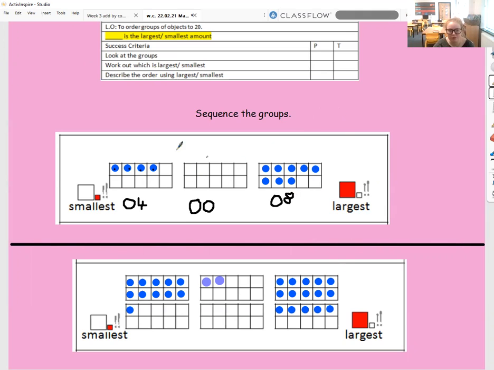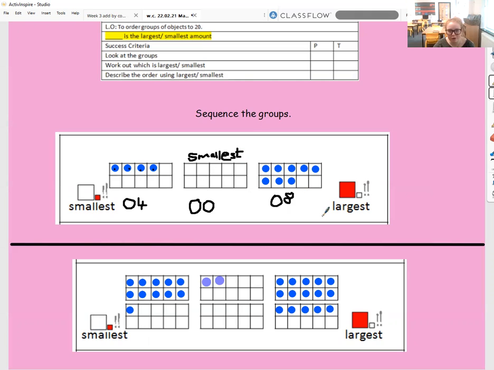Well, I can see from my counters on my frames that the smallest amount is 0 because there are no tens frames here. There's no counters in my tens frames, so this is my smallest amount.